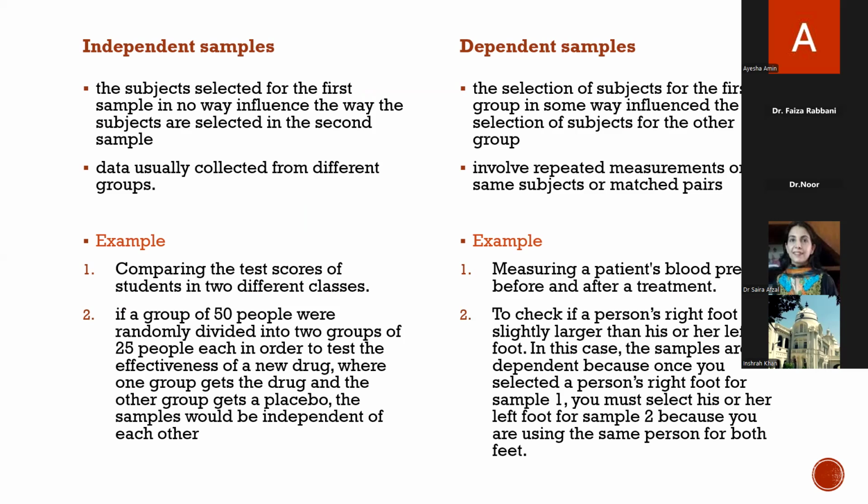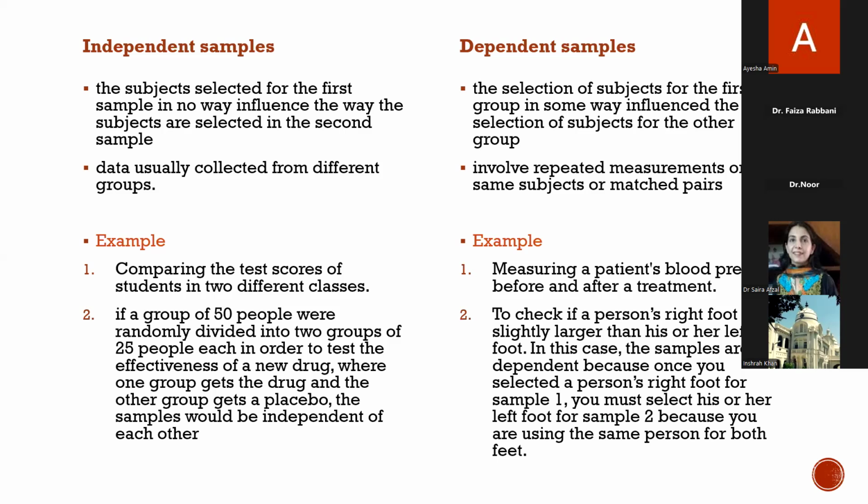So independent samples: the subjects selected for the first sample in no way influence the way the subjects are selected in the second sample. In independent samples, we have two samples. The data is collected from different groups. There are basically two groups in independent samples.